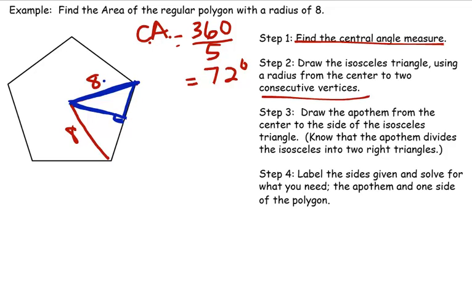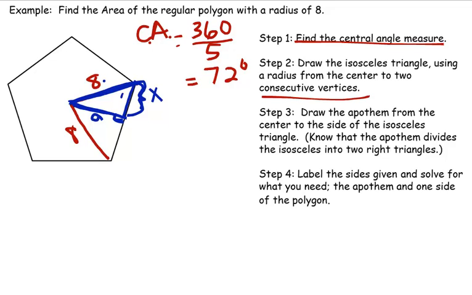Now we can label the sides. The side we have is 8, the hypotenuse, and what we need is the apothem and one side of the polygon. So what we're looking for is my apothem, which is that piece right there. And then this is one of my sides right here, right? But this right triangle is only going to give me half of one side. Let's give it an X. Okay, so now we've got to solve for what we don't know.